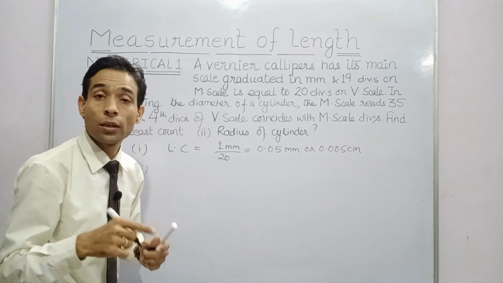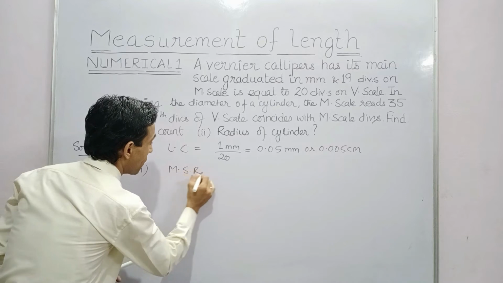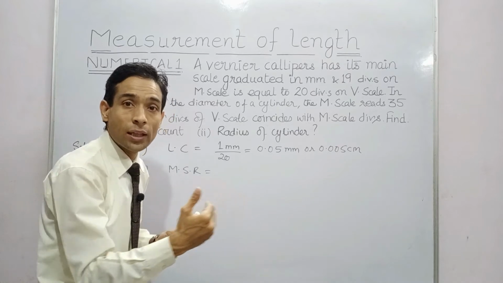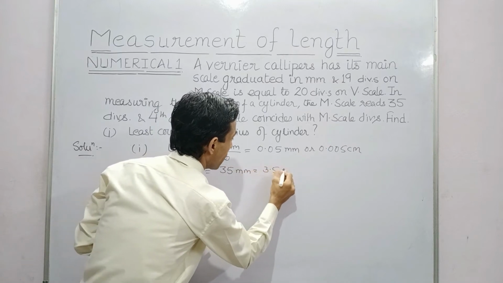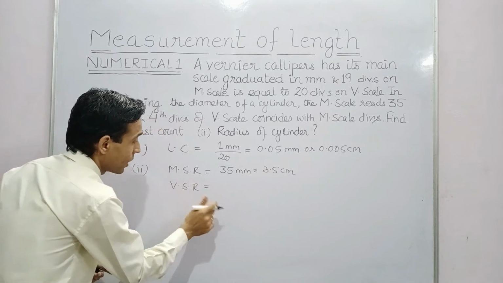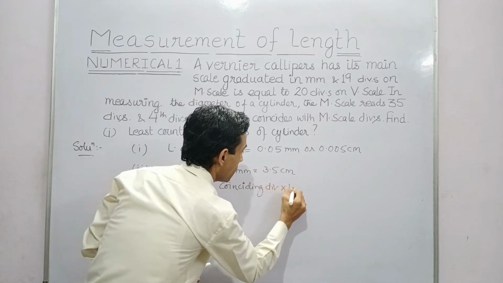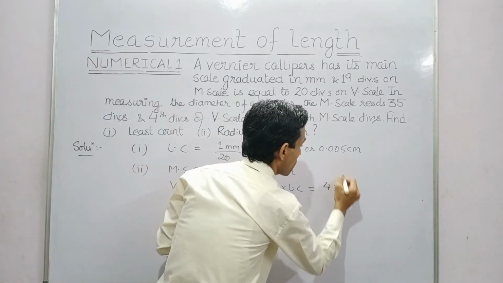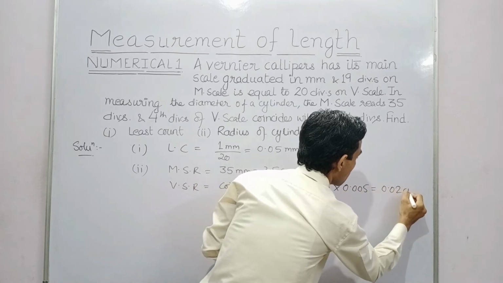For that we will calculate total reading, and for total reading first of all we will find out main scale reading, MSR. So what is main scale reading? I told you 35 divisions. What is 35 division on scale? It is 35 millimeter, and we can write this as 3.5 centimeter. And next we will find out vernier scale reading, VSR. And what is VSR? Coinciding division into least count. So what is coinciding division here? Coinciding division is fourth and least count is 0.005. So finally we will have 0.02 centimeters.